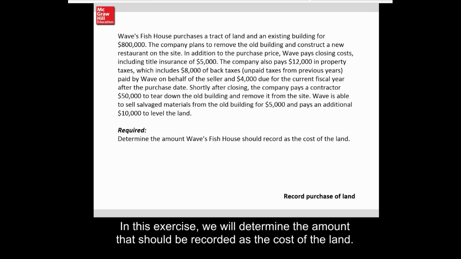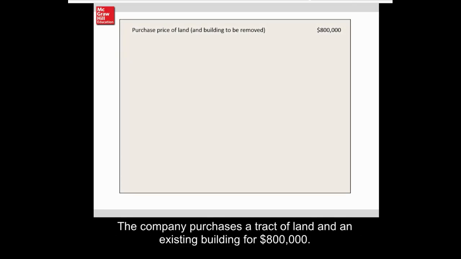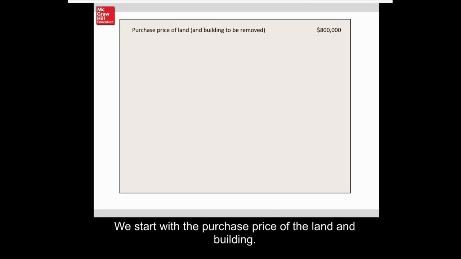In this exercise, we will determine the amount that should be recorded as the cost of the land. We record a long-term asset at its cost plus all expenditures necessary to get the asset ready for use. The company purchases a tract of land and an existing building for $800,000. The company plans to remove the old building and construct a new restaurant on the site. We start with the purchase price of the land and building.